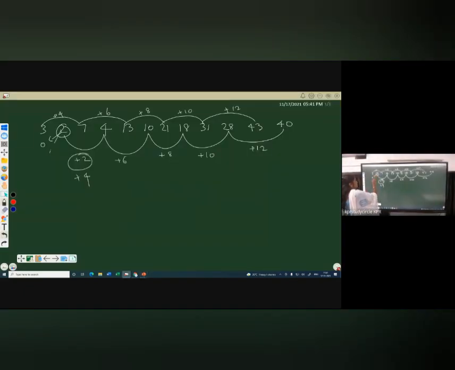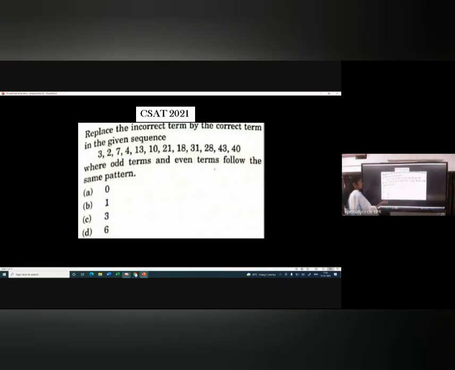So the incorrect term is 2. The correct term is 0. If I put 0 here, 0 plus 4 is 4, and then 4, 6, 8, 10, 12. The even pattern and the odd pattern are the same. So instead of 2, it should be 0. So the answer is option A, 0.